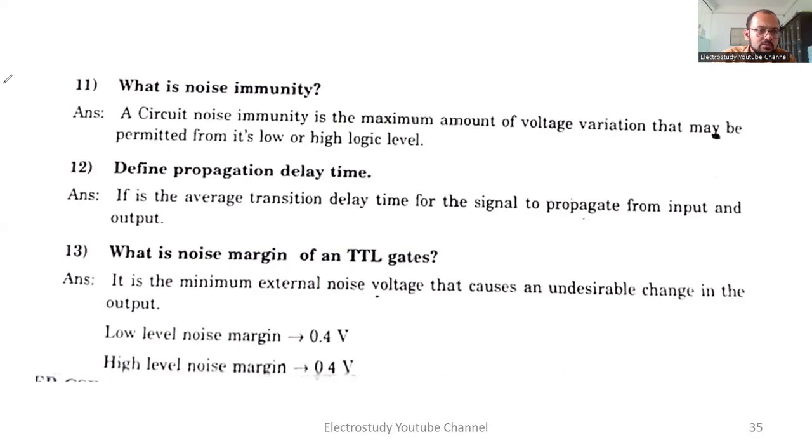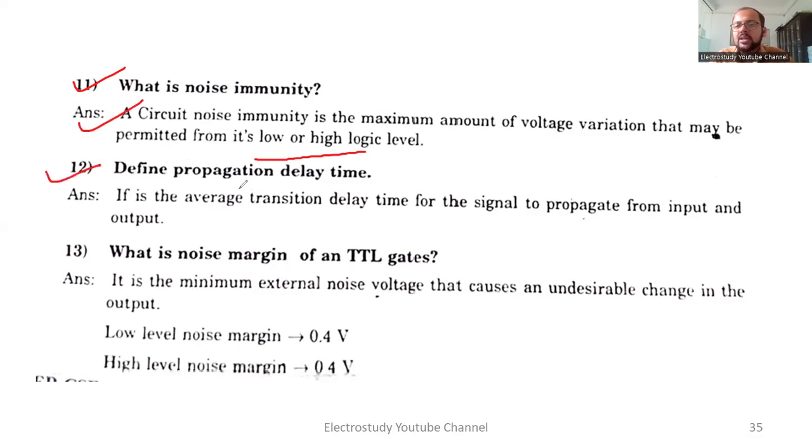So the first question is, what is noise immunity? What is the meaning of noise immunity? The definition says that a circuit's noise immunity is the maximum amount of voltage variation that may be permitted in its low or high logic level. That is actually called noise immunity.